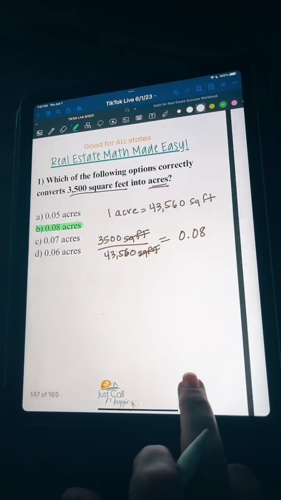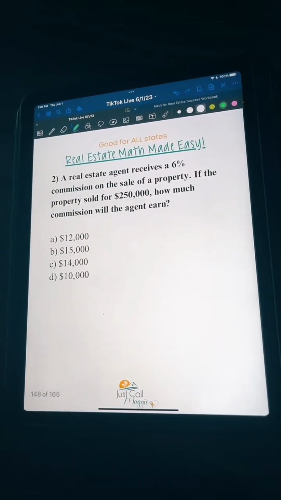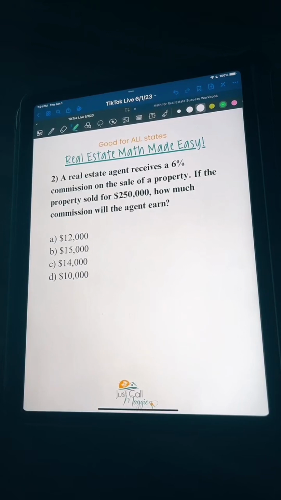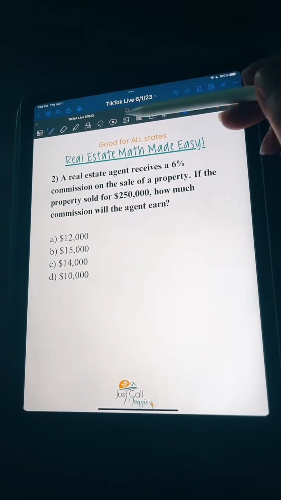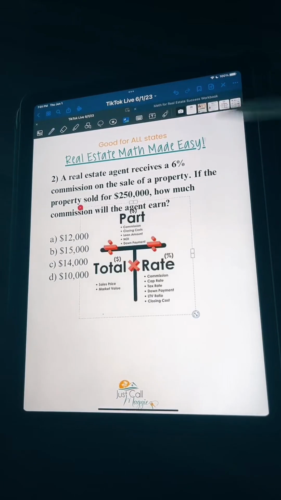All right, next question. Number 2 says, a real estate agent receives a 6% commission on the sale of a property. If the property sold for $250,000, how much commission will the agent earn? All right, in this example, I like to use what's called the T-chart. So I take out my T-chart.